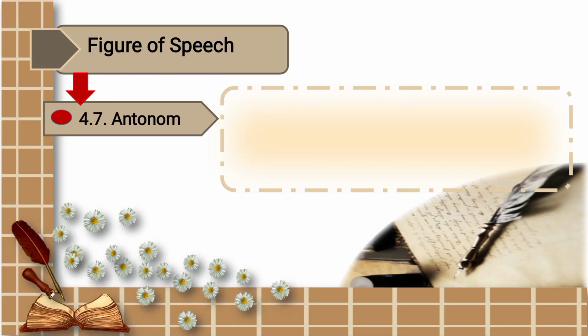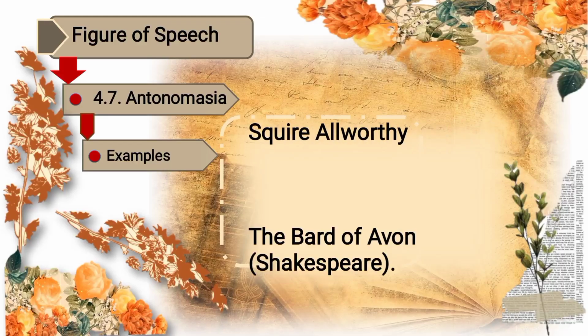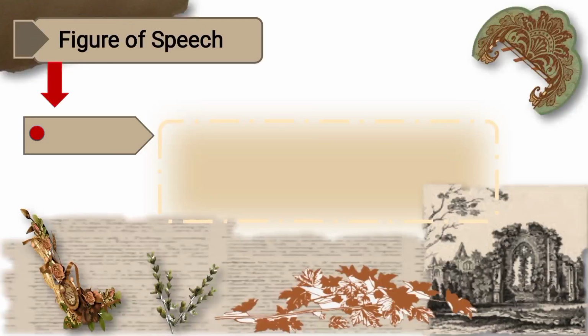Next is antonomasia. It is when some defining word or phrase is substituted for a person's proper noun. The practice is giving a character a proper name that defines or suggests a leading quality of that character. Like for example, Squire Allworthy, which is what they call people who give good advice. Dr. Sawbones is slang for a physician. And for Shakespeare, he is called the Bard of Avon. Or, for example, Alexander the Great. So that is what we call antonomasia.